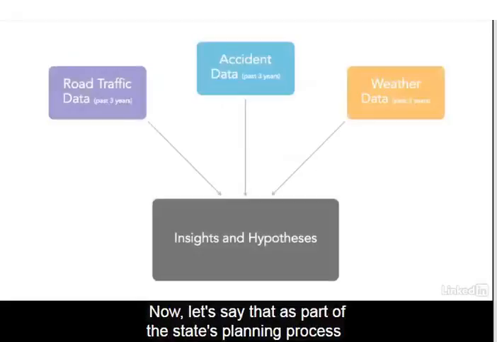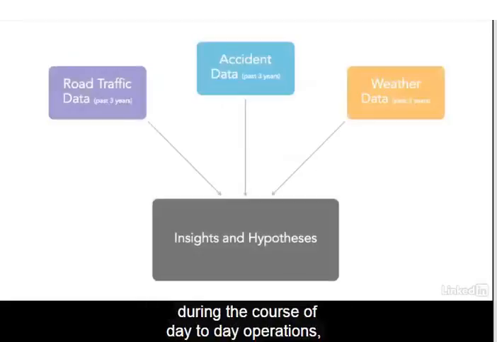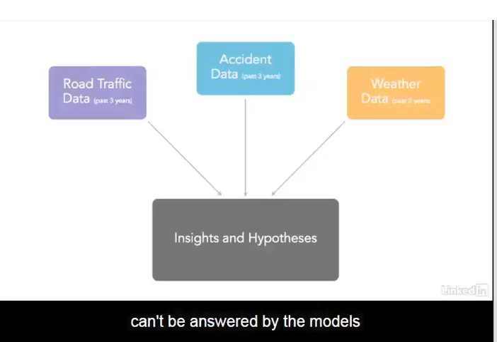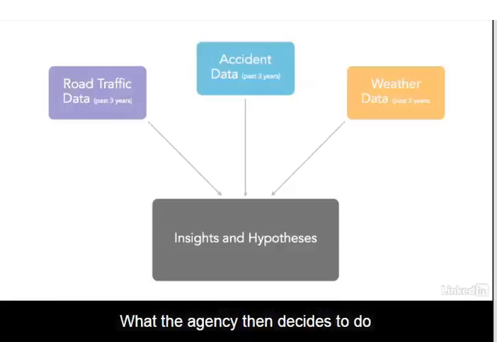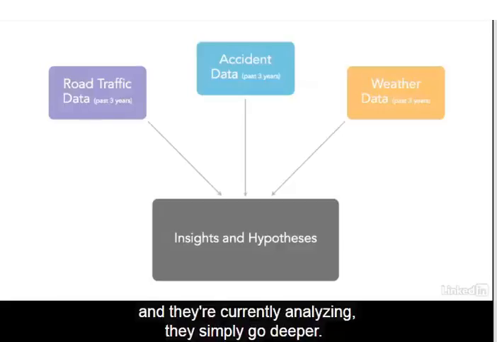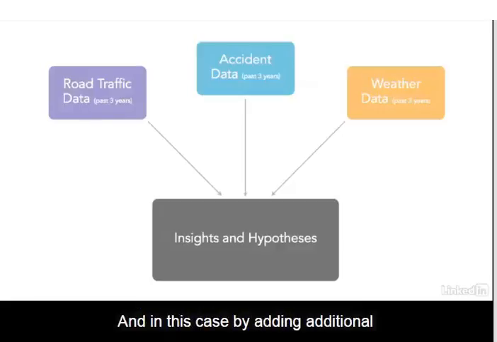Now, let's say that as part of the state's planning process or in the course of day-to-day operations, additional questions are raised that actually can't be answered by the models using this initial set of data from these subject areas and with only 3 years. What the agency then decides to do is add depth to their data. In other words, for the exact same subject areas that they have and are currently analyzing, they simply go deeper. And in this case, by adding additional historical data into the mix.